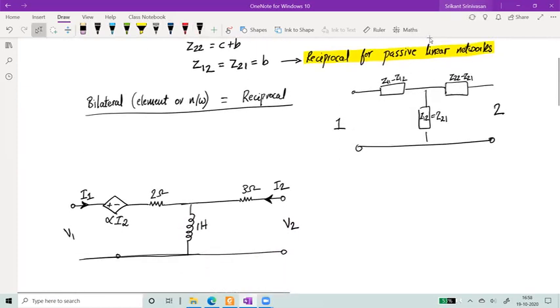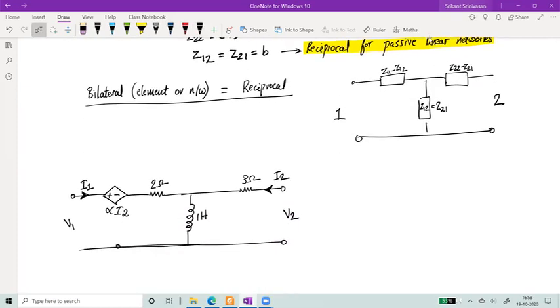Now let us look at one network which is not reciprocal, because what you have here is a dependent voltage source. So the voltage source is dependent on I2, the current on the other port, and by some term alpha. What would be the unit of alpha here? Alpha is impedance. Okay, so the voltage is impedance times current.